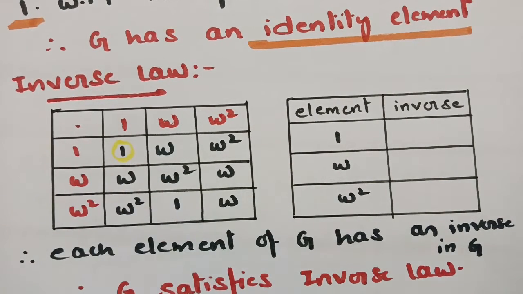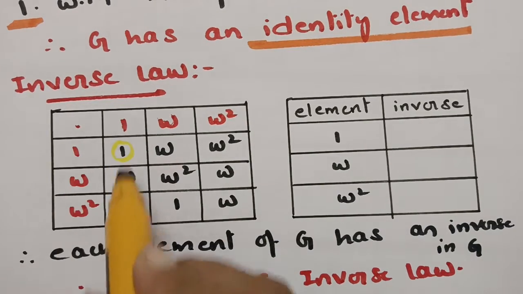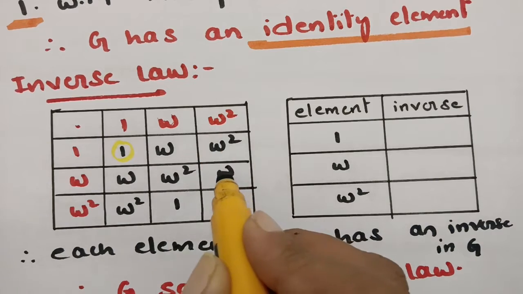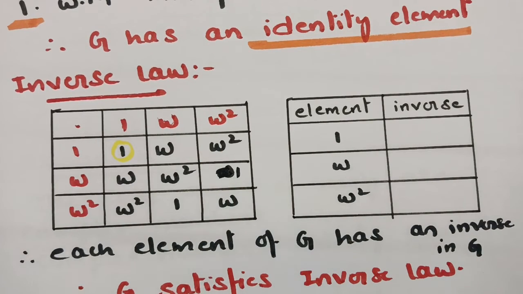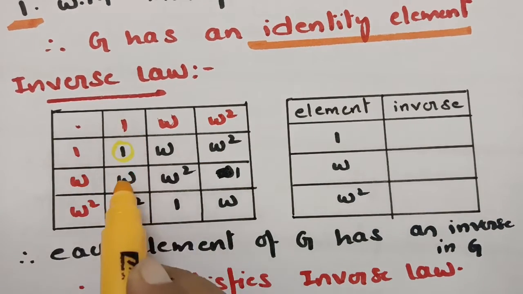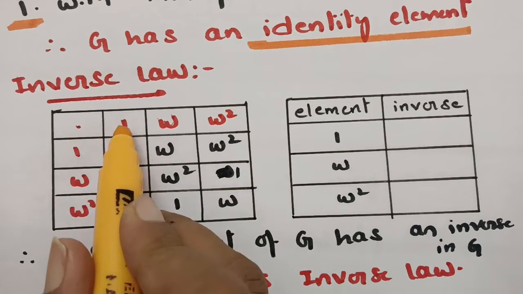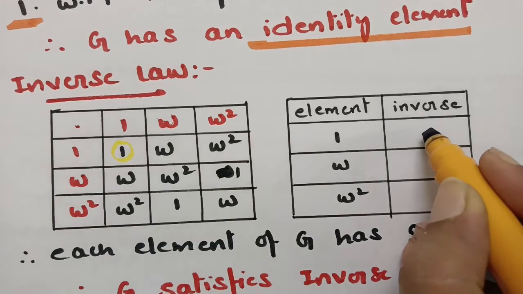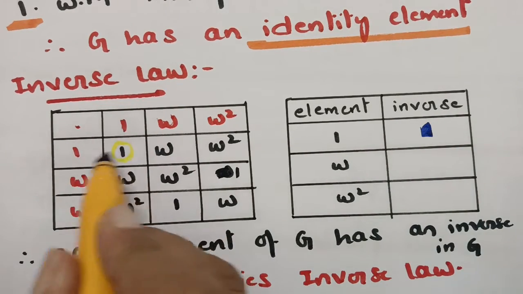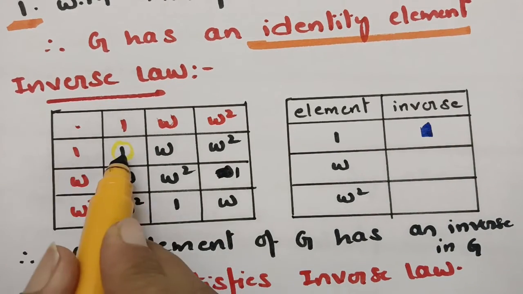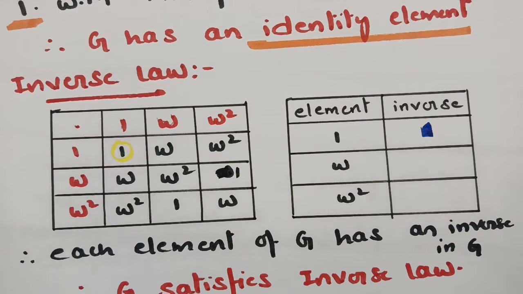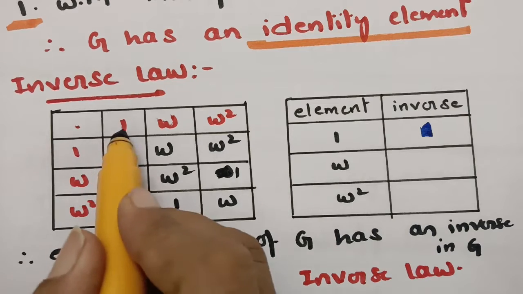If you observe this, omega into 1 is omega, and next this is omega square, and this one is omega cube. Omega cube value is 1. And here, 1 into 1 is 1. So what is the inverse of 1? Inverse of 1 is again 1 from the table. For 1, the inverse element, we go with the identity element 1, and we go with the straight one, that is 1 here.